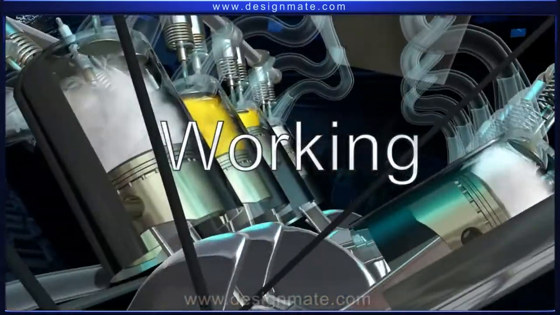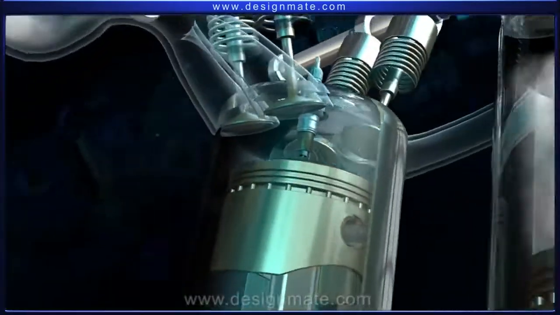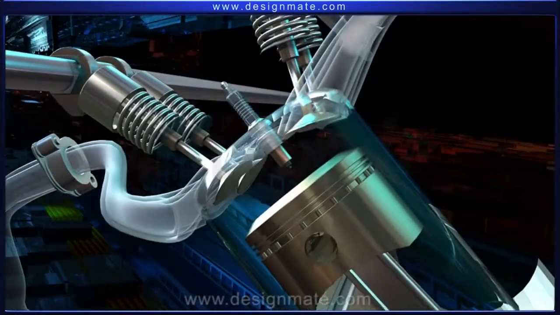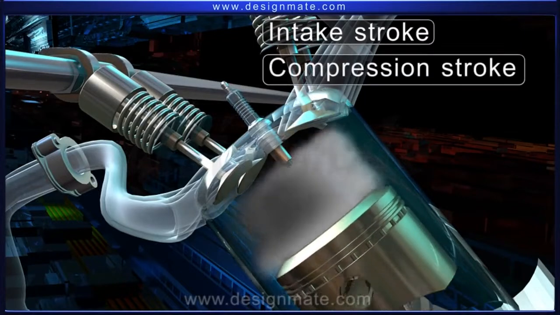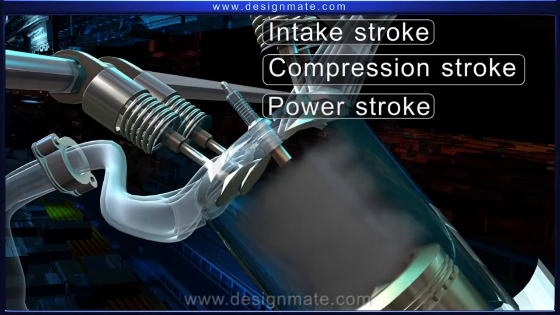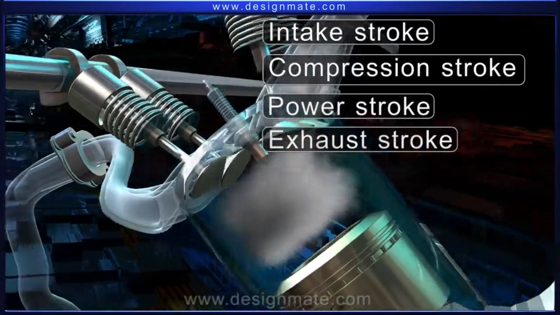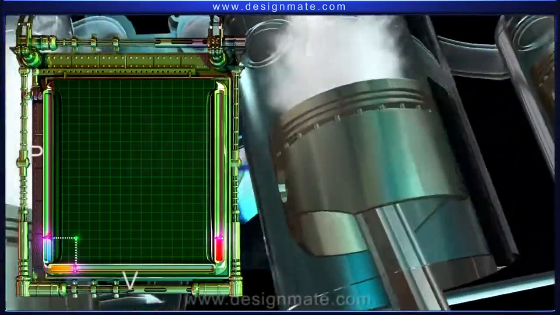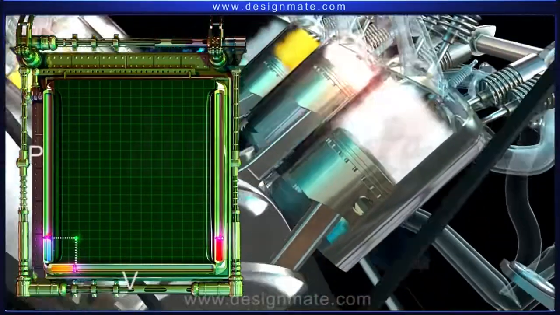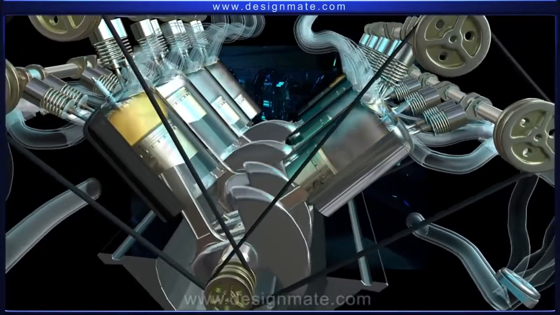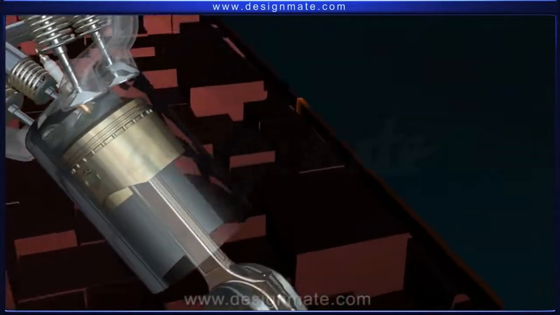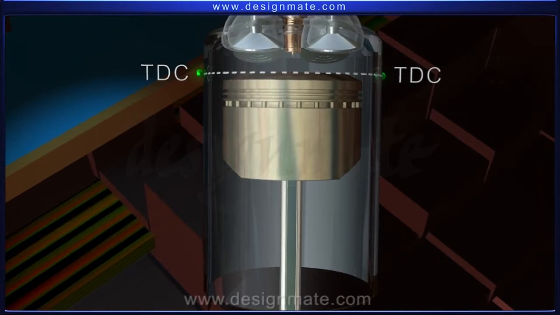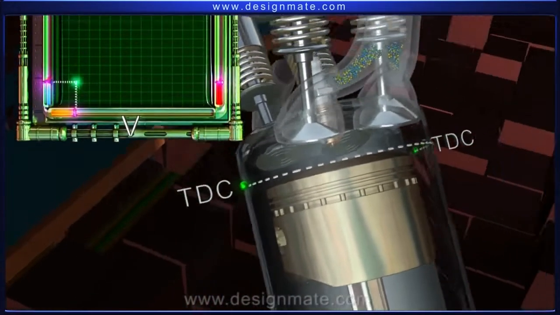Working of an ideal four-stroke engine. The four-stroke engine is given its name because every cycle of this engine consists of four strokes, that is, intake stroke, compression stroke, power stroke, and exhaust stroke, which keep repeating one after the other. The PV diagram gives us the graph of pressure versus volume during each engine cycle. The engine cycle begins when the piston is at its top position, called top dead center or TDC, and both the valves are closed.